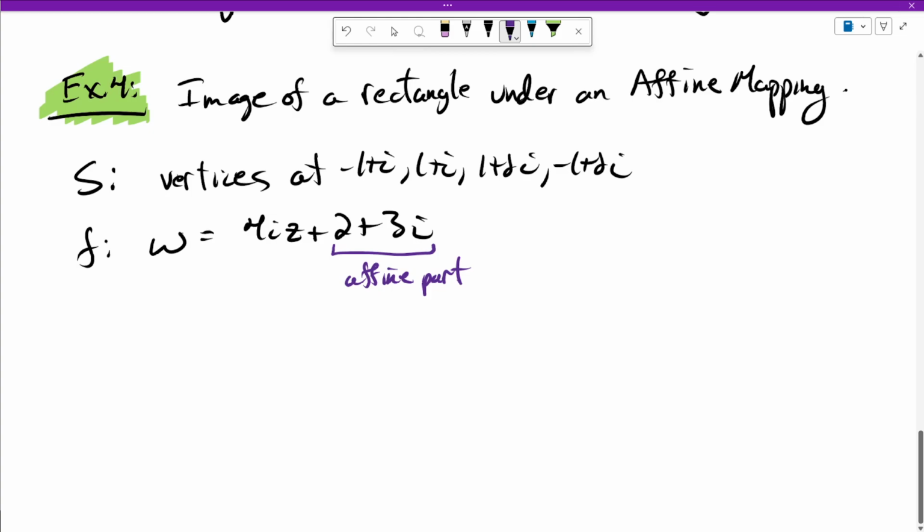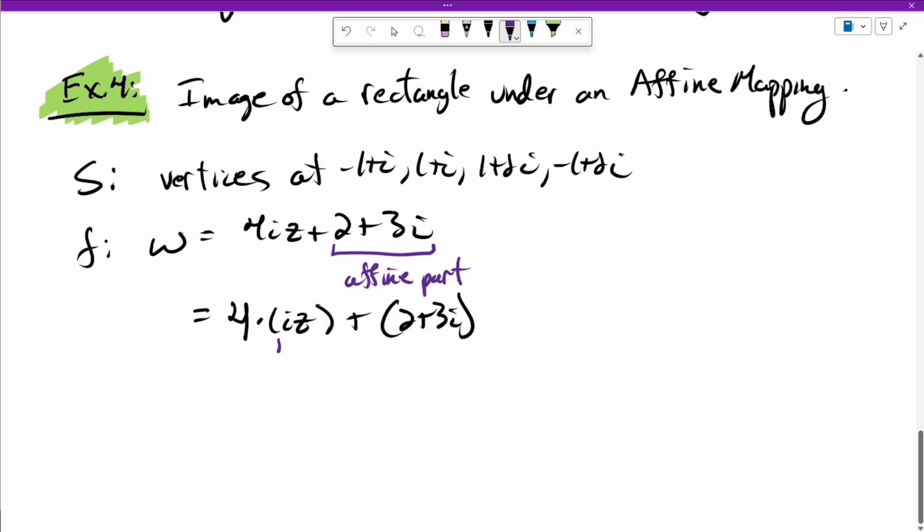but this part is inherently nonlinear. It fails the linearity, addition, and scalar multiplication rule. So just be careful about that. Now, what is this function doing? Well, it's a combination of a couple functions, and I encourage you to read the book for the general overview here. But we can rewrite this 4iz as 4 times iz plus, after all of that, 2 plus 3i.